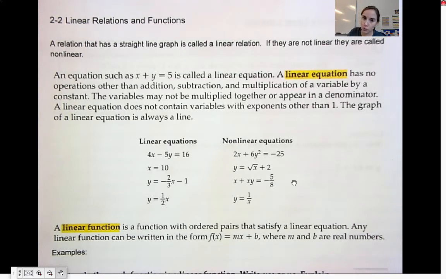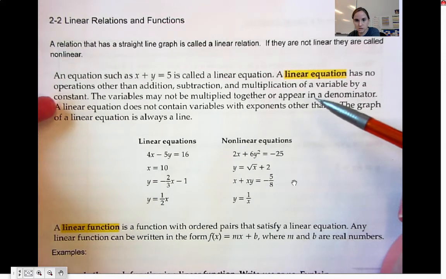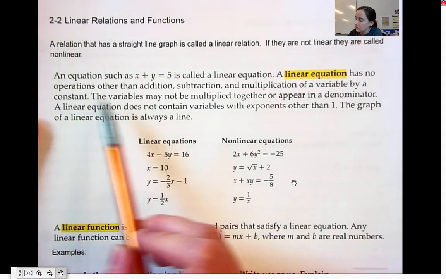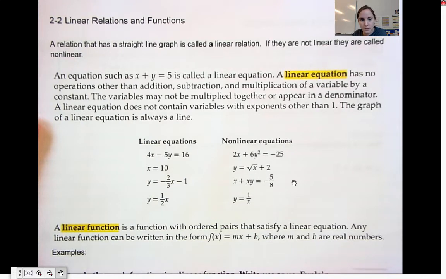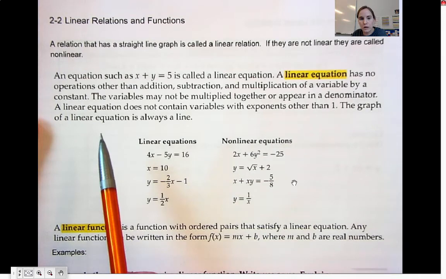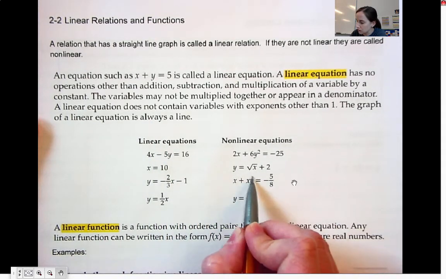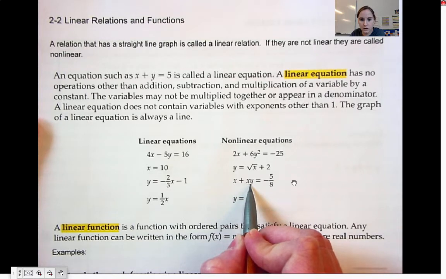When you're looking at equations, the way that you can determine if it's linear or nonlinear is by following these simple rules. Anything where you see your variable, it can have constants, that's just a number, that's either added or subtracted or multiplied by the variable. But you cannot multiply a variable by another variable, which is why this one here is under nonlinear equations.